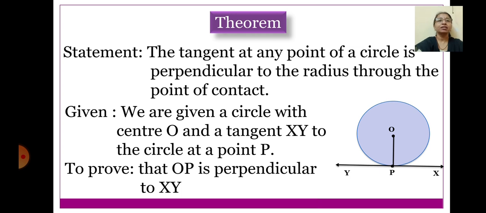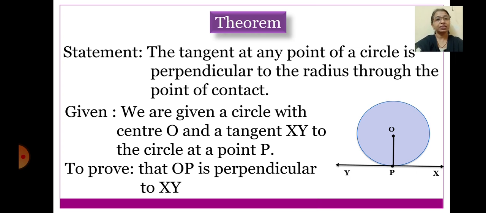What does it mean? It means you are given a circle with center O. You are given a tangent line. See, this XY is a tangent line which intersects the circle at point P. That means point P is the point of contact, and you have to prove that this radius OP is perpendicular to this tangent XY at point P, right?